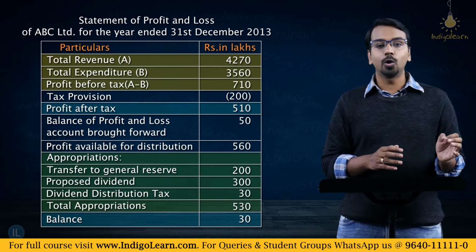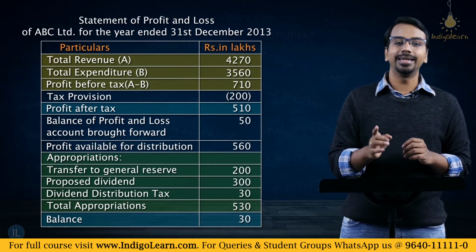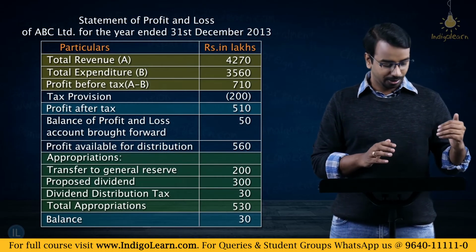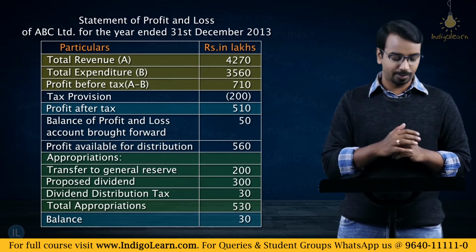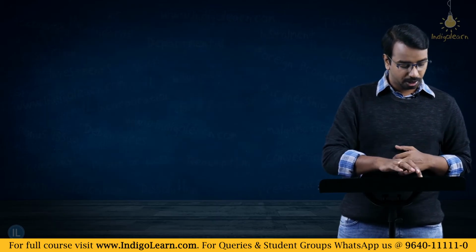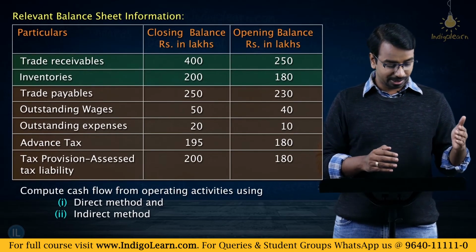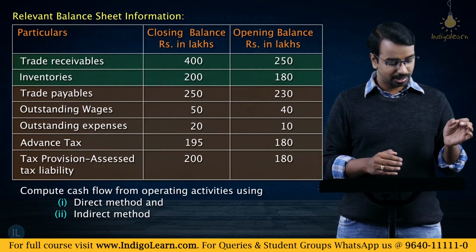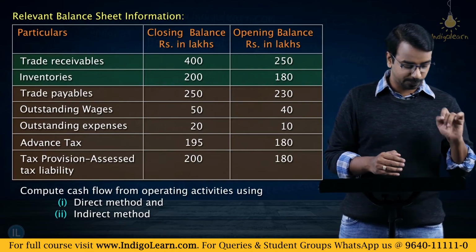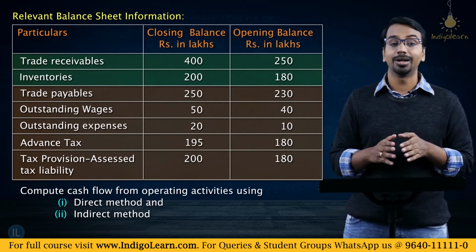Out of that 200 has been transferred to general reserve. Dividend declared including DDT, that is dividend distribution tax, comes to 330. And the balance which will remain in the balance sheet is 30. This is the information from profit and loss account. If you look at the balance sheet information, they have given selected information like trade receivables, opening balance, closing balance, inventories, trade payable, outstanding wages, outstanding expenses, advance tax and tax provision. So tax provision is 200 and 180.